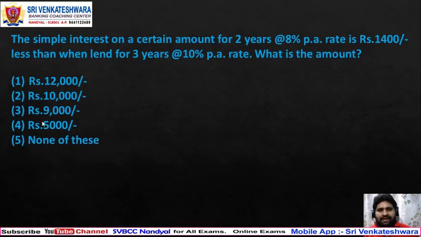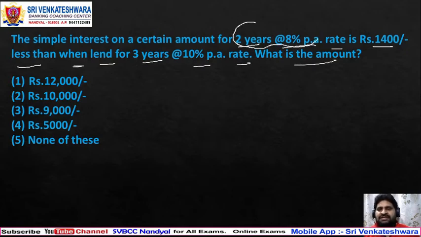Now look at here, the simple interest on a certain sum for 2 years at a rate of 8% per annum is 1400 rupees less than when it is lent for 3 years at a rate of 10% per annum. What is the sum? Look, a particular sum they are investing for 2 years at a rate of 8% per annum, but it is giving 1400 rupees less than when the same sum is invested for 3 years at a rate of 10% per annum. So what is that amount they're asking? Again, I don't know that amount here, so take that amount simply as 100%. There is an unknown factor, take it as 100%.